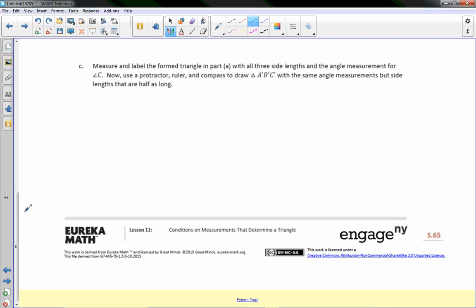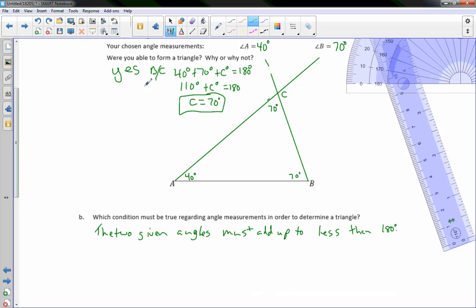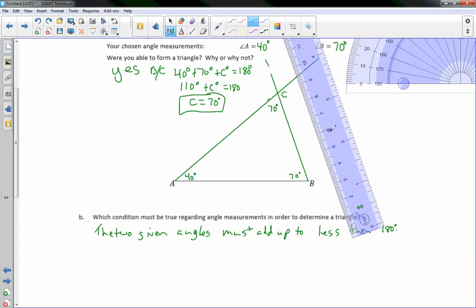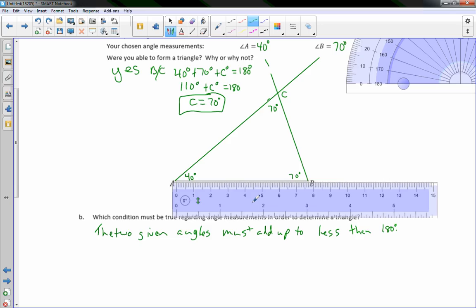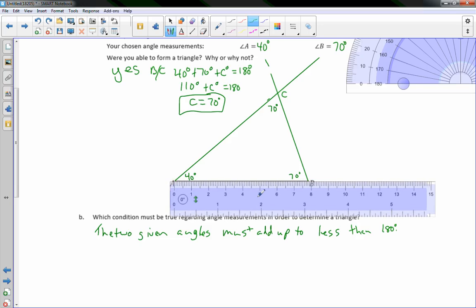Now C says measure and label the formed triangle in part A with all three side lengths and the angle measurement for angle C. So measure and label the whole thing. So that's what they're asking us to do. I've already labeled C 70, A 40, and B 70. But now I'm going to measure their lengths. Now your lengths are going to be different in your book because when I project, obviously there's going to be a scale factor of some sort. So I might not get the same exact measurement as you.